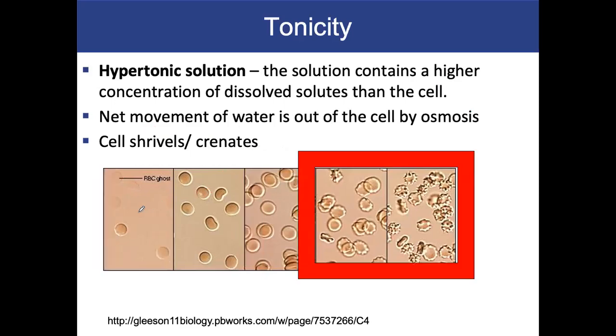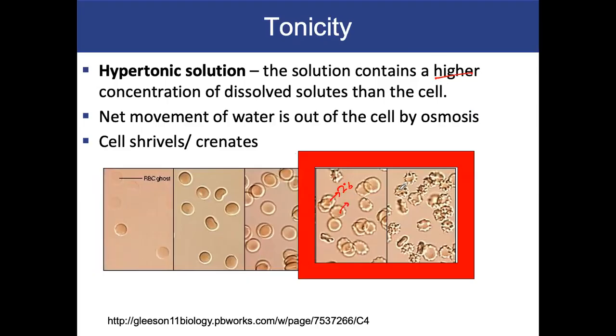A hypertonic solution means a solution has a higher amount of particles in it than the cell. So the solution has a greater amount of particles than 0.9%. Water is going to move out of the cell, and so the cell is going to shrivel or crenate, right? So a hypertonic solution, let's do 2%, would be hypertonic, right? Red blood cells 0.9, so water is going to leave the red blood cell and go into the solution.